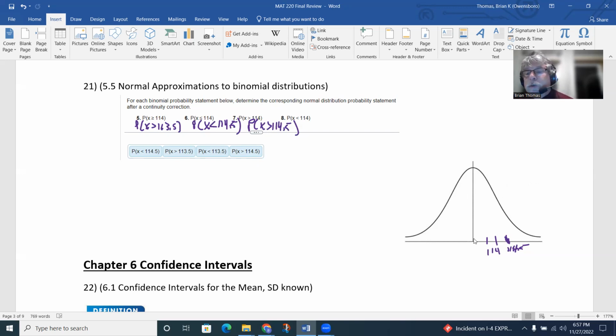And to be less than 114 means you have to actually be left of 114. You'd have to be at this 113.5. If I'm at 113.5, then I would not be including the 114. So less than means to the left. So I have to be less than 113.5, which would be that last one there. The probability would be x is less than 113.5. So that's kind of how we would do those.